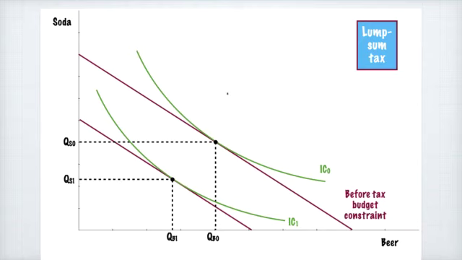And the new utility maximizing combination of beer and soda is where the new budget constraint touches the new indifference curve. And it's denoted by Q sub S1 and Q sub B1.